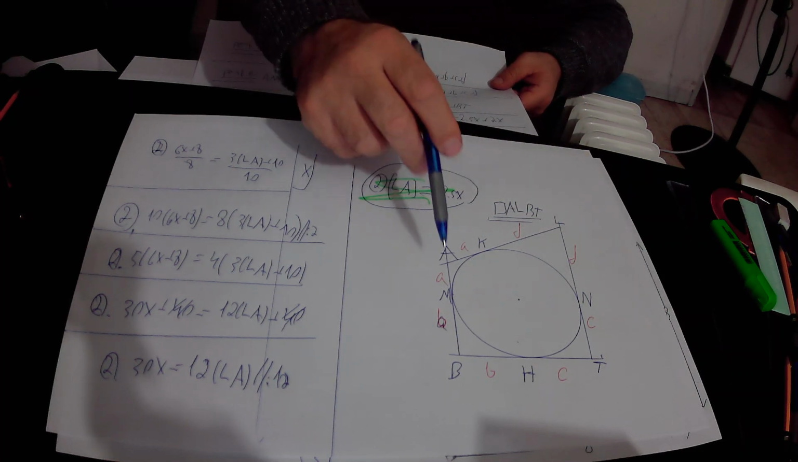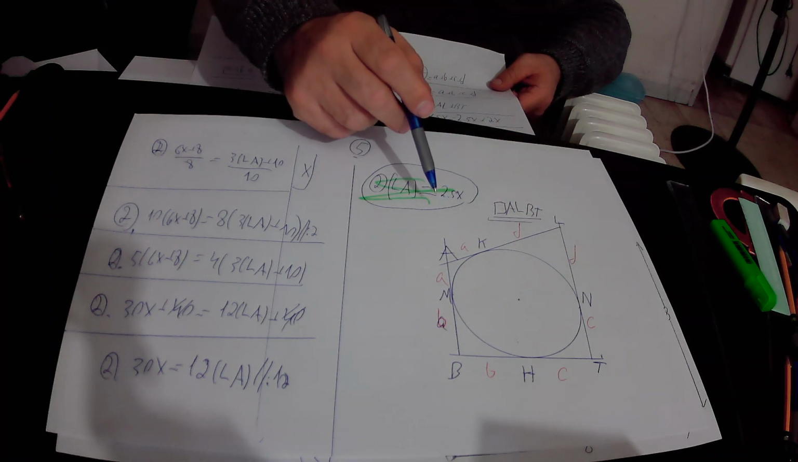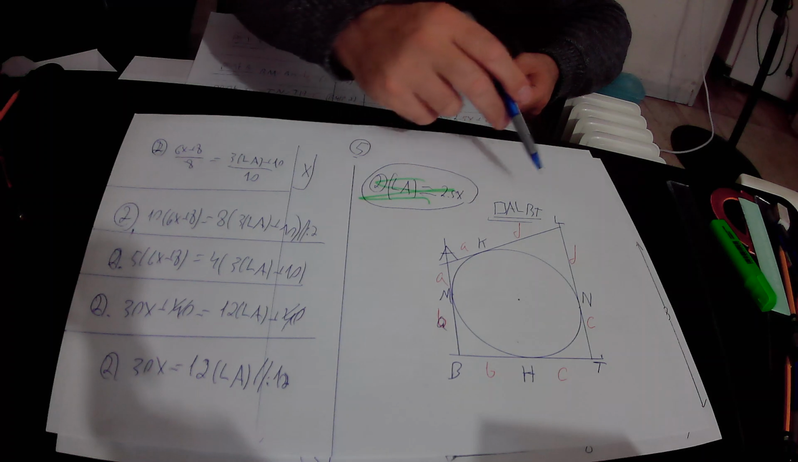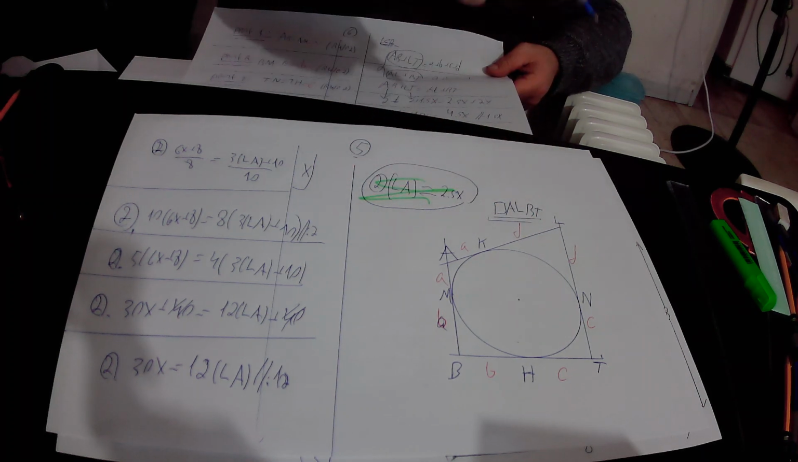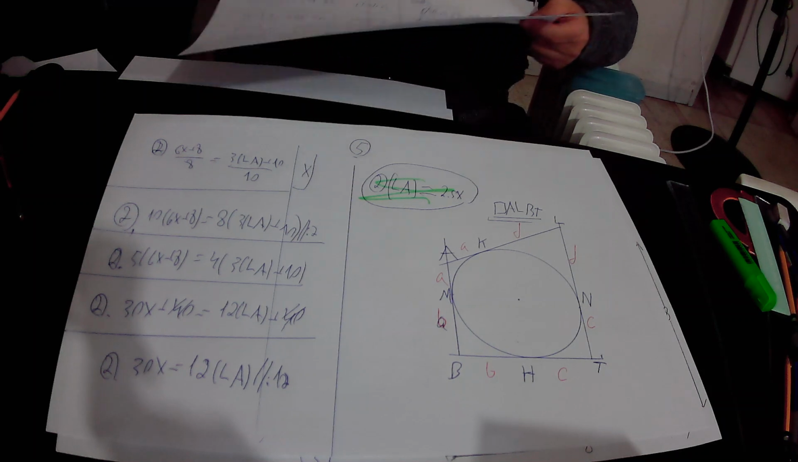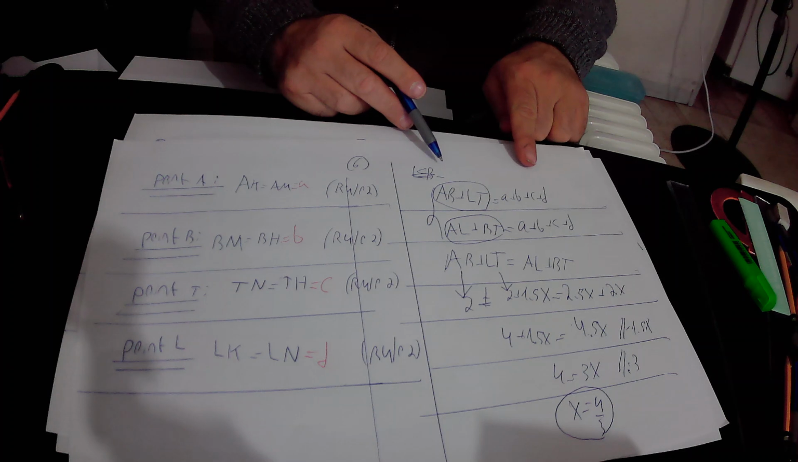Then we add side AB to side LT. What is the value of AB plus LT? From the drawing it is very easy to see that AB equals A plus B and LT equals C plus D. So in total, AB plus LT equals A plus B plus C plus D.